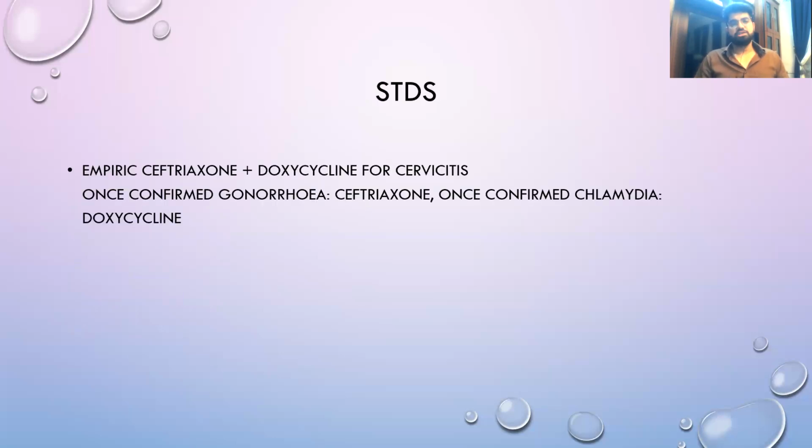STDs, empiric treatment for cervicitis. This is a commonly asked question. Empiric treatment for cervicitis is always ceftriaxone and doxycycline. You're basically looking to cover two organisms. The first one is Neisseria gonorrhoeae and the second one is chlamydia. For Neisseria gonorrhoeae, you go for ceftriaxone, and for chlamydia, we go for doxycycline, chlamydia being an intracellular atypical organism. We talked about how those organisms are best covered with doxycycline. So this is the empiric regimen.